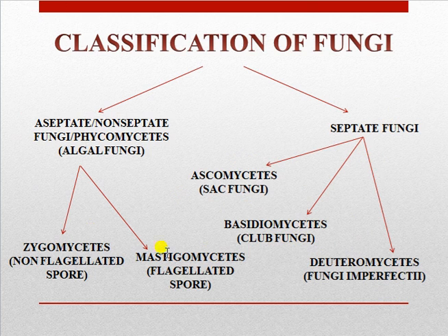So this is the overall classification of the fungi, where first the fungi is subdivided into septate and aseptate form. Septate is classified into three different categories: ascomycetes, basidiomycetes and deuteromycetes, and aseptate is subdifferentiated into zygomycetes and mastigomycetes.